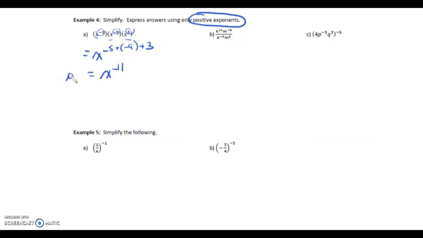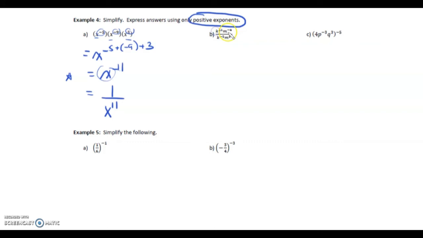Here's the problem. We have to write this as a positive exponent. So flip the number, 1 over x, and the 11, since this is just a 1, we can just apply the 11 to the x. Okay, B.